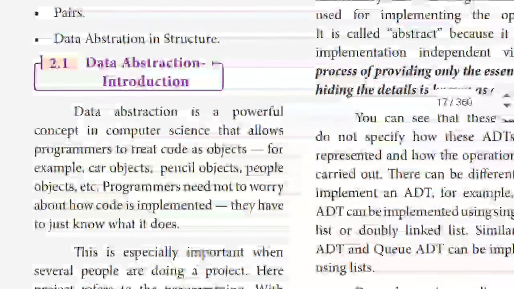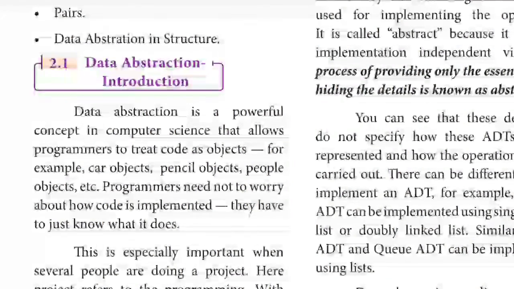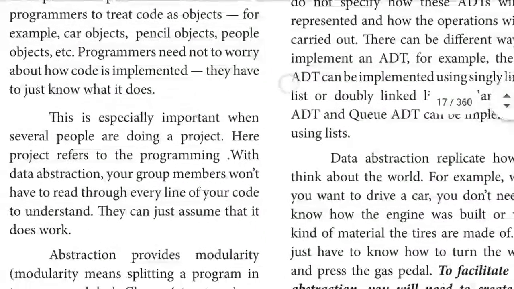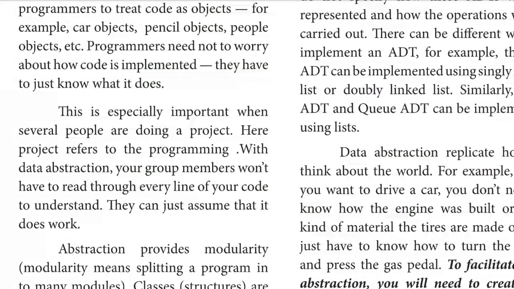Data abstraction is a powerful concept in computer science that allows programmers to treat code as objects. For example, car object, pen object, pencil object, people object, etc. Programmers need not worry about how code is implemented, they just have to know what it does. This is especially important when several people are doing a project. Here, project refers to the program, with data abstraction.